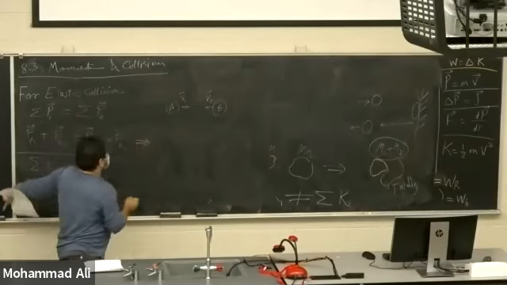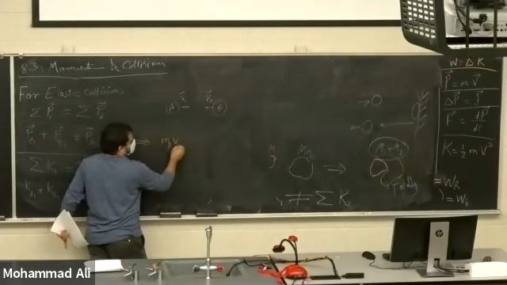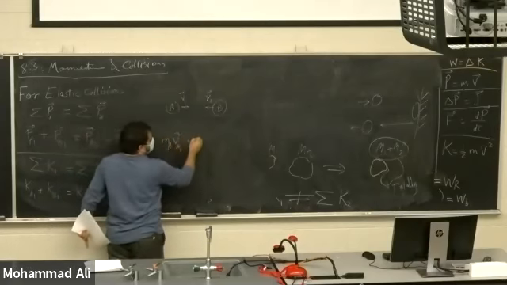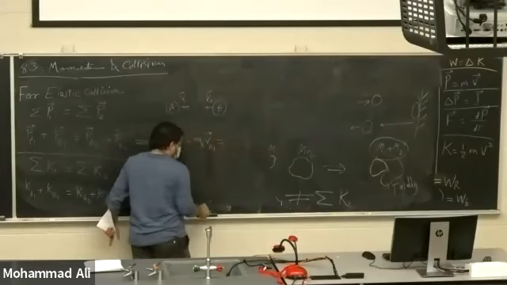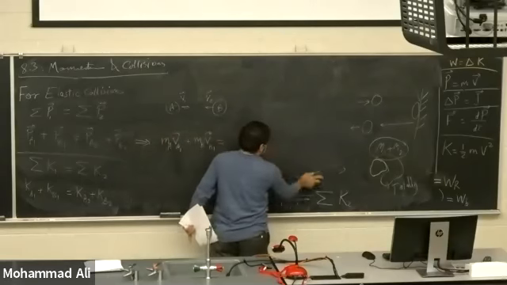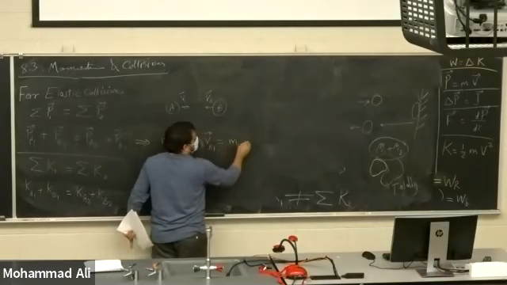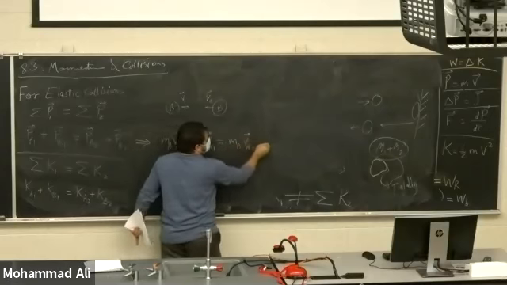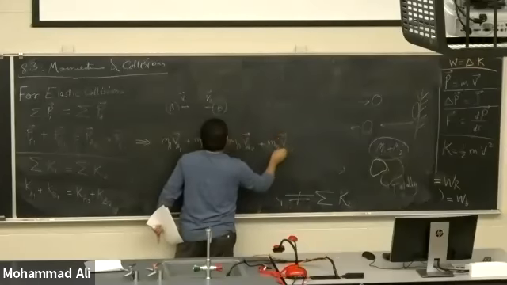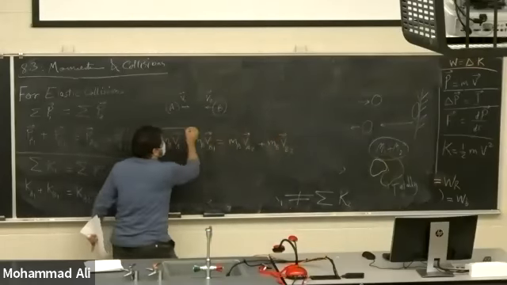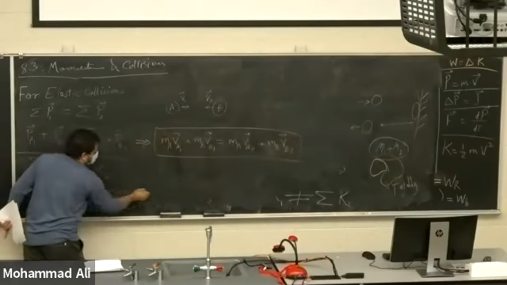From this, what is the momentum for this first object? It is MA VA1 plus MB VB1, which is equal to MA VA2 plus MB VB2. This is the same equation we used in the previous example. We have this new equation now for the kinetic energy.